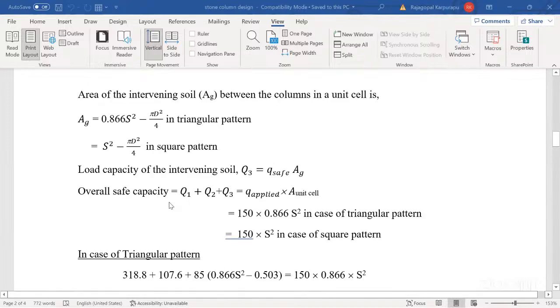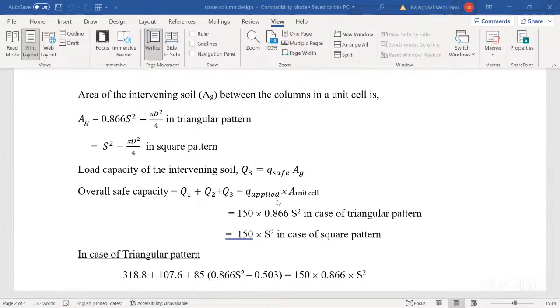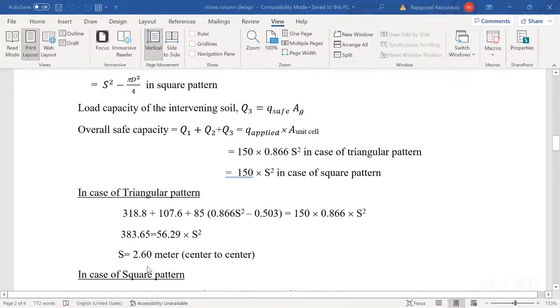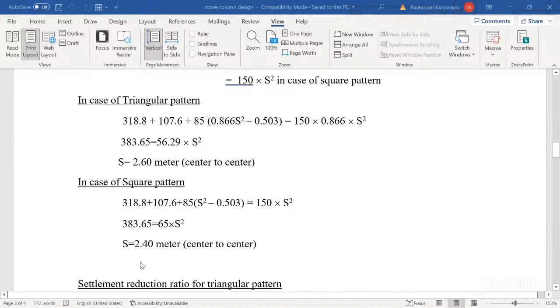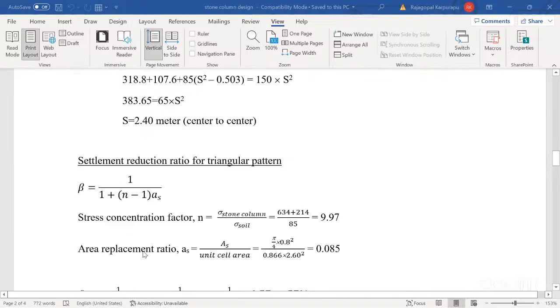So if you equate all these things, Q1 plus Q2 plus Q3, and equate that to the applied pressure of 150 multiplied by the unit cell area, that is 0.866 times S square, or 150 times S square in the square pattern. So in the triangular pattern, we get a spacing of 2.6, whereas in the square pattern, we get a spacing of 2.4 meters. Okay? And then we also have to look at the settlement reduction because of placing these stone columns.